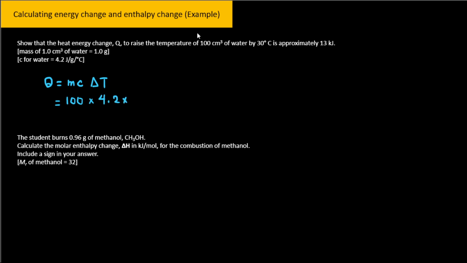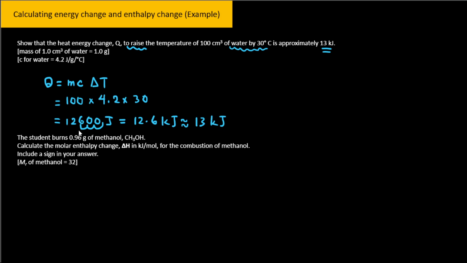And your delta T is already mentioned here. They're going to raise the water by 30 degrees Celsius, so it is simply 30. So you're going to get 12600 joules. You have to prove that it is approximately equal to 13 kilojoules. So this is 12.6 kilojoules, which is approximately equal to 13 kilojoules.